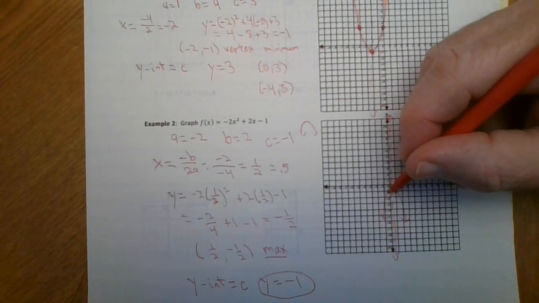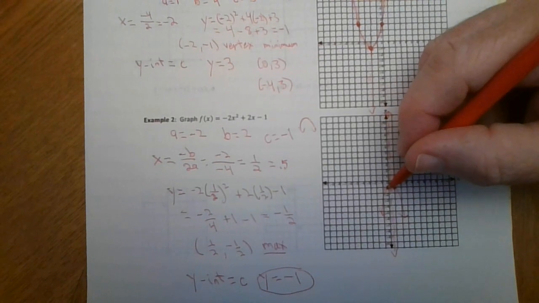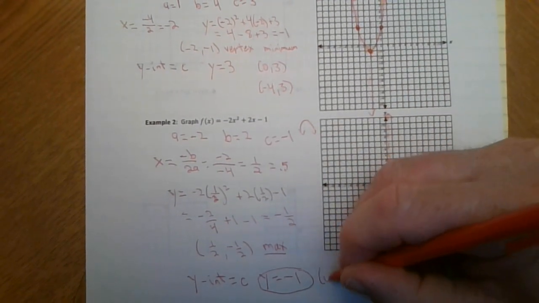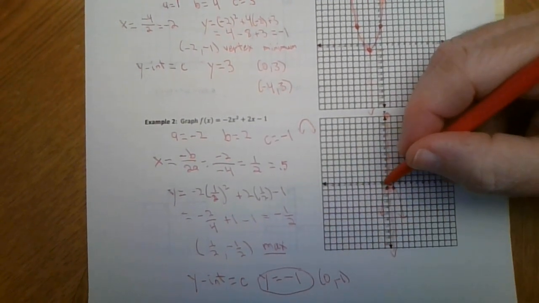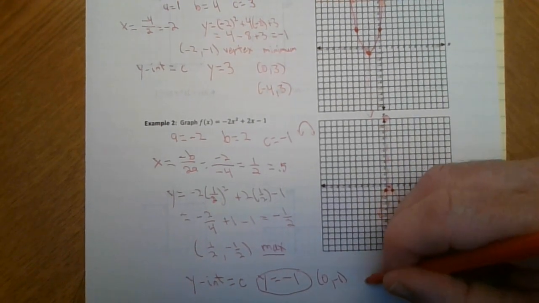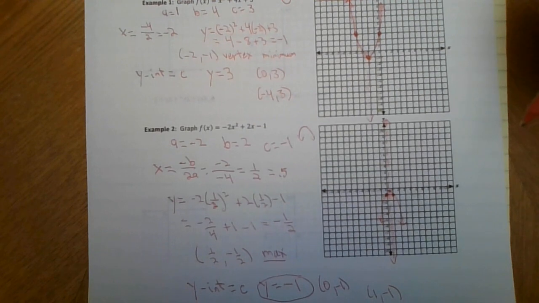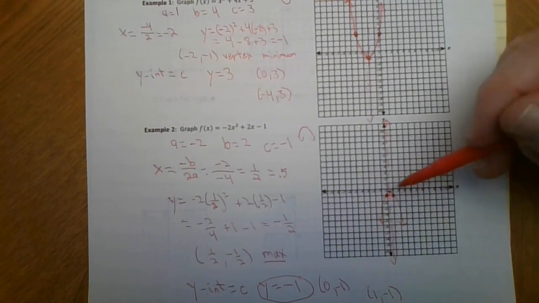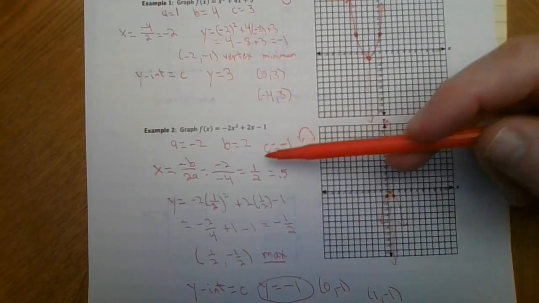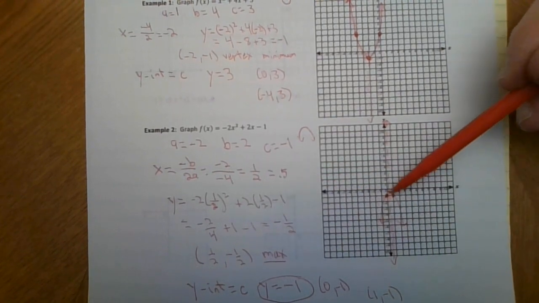This point here is 0, negative 1. So sometimes if I put that one, 0, negative 1. This other one was 1, negative 1 for my last point, just so I get an indication of that point. Eventually, it helps to do a whole XY table and get more points, but those are the key things. You only need those in order to get the parabola.